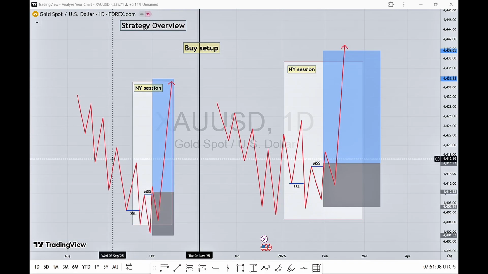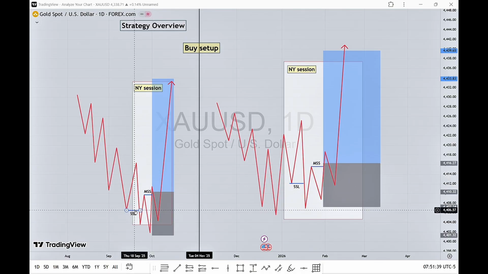So here, let's imagine this was a buy setup and I was looking for buys. As you can see here, the part that I marked as New York session is what I normally focus on during trading market. The market comes down, making lower lows and lower highs. Then it enters New York session.